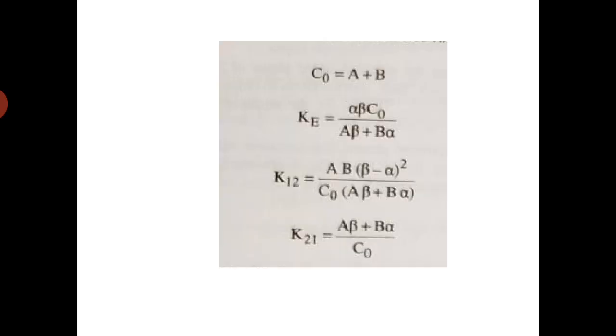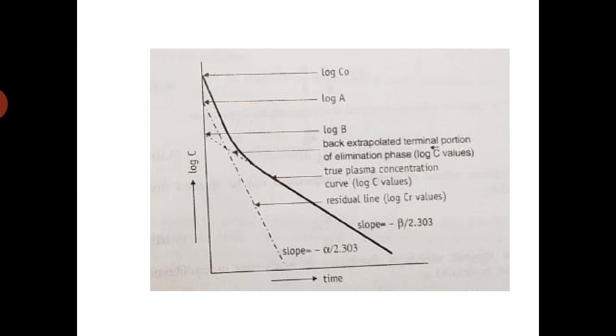We have to determine C0 equal to A plus B. What are A and B here? In this graph it is clearly shown what A and B are. Initially, from the terminal portion of the line, we back extrapolated to the y-axis and got a y-intercept. This y-intercept is capital B, and the residual line intersects the y-axis at another point. The y-intercept of the residual line is represented as capital A. So the sum of the values A plus B gives you the value of C0. C0 is the initial concentration.